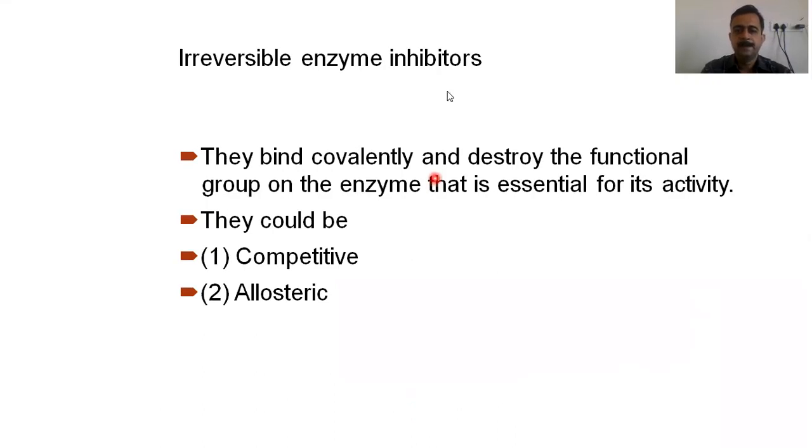Now, moving further, irreversible enzyme inhibitors bind covalently and destroy the function of the group of the enzyme that is essential for its activity. They could be competitive or allosteric. Bear in mind, we have seen reversible inhibitors, which may somehow get out of the active site, and then the substrate would bind and the reaction would take place. But irreversible inhibitors directly destroy the functional activity of the enzyme. There are two functional classes, competitive and allosteric.